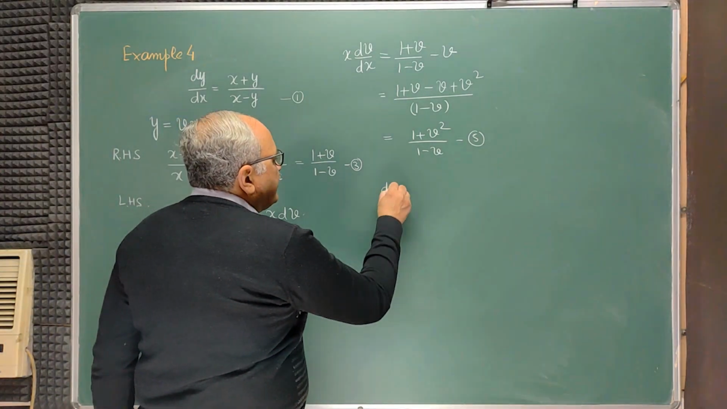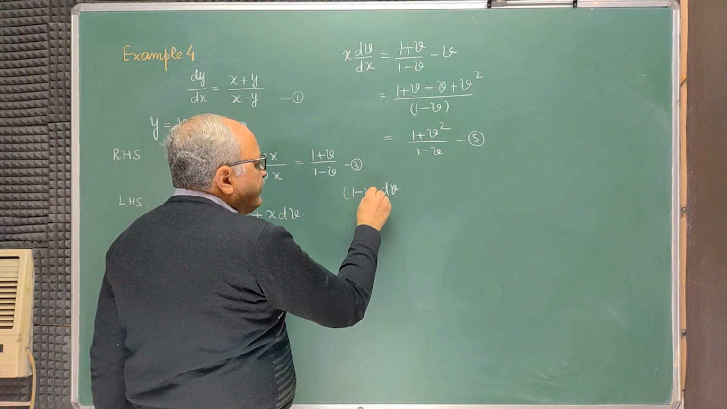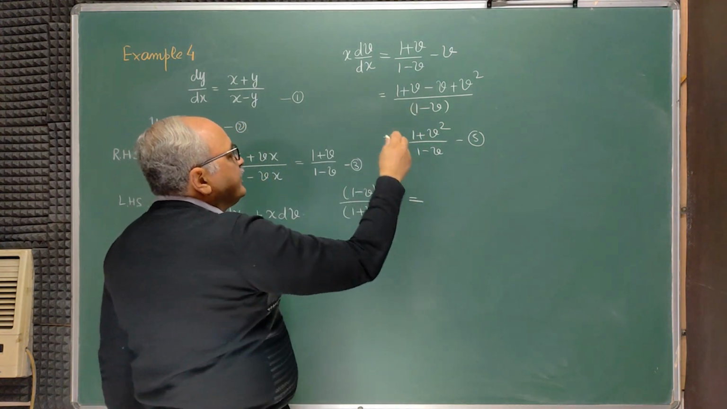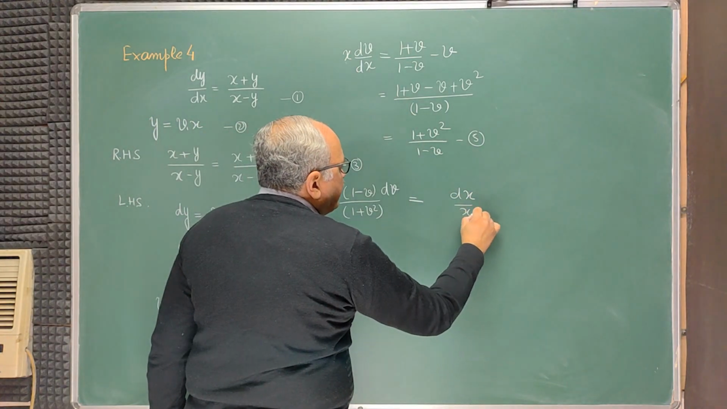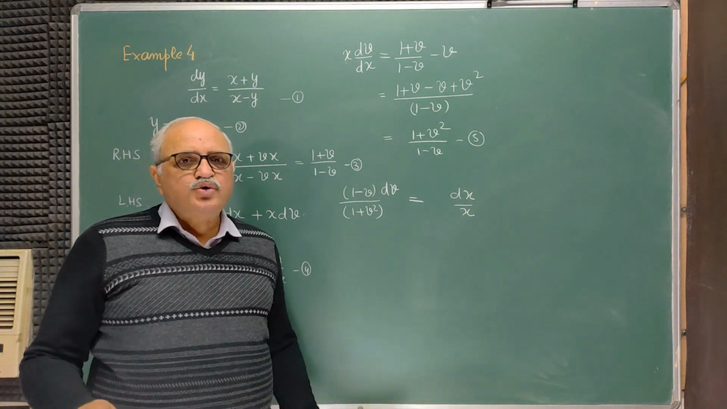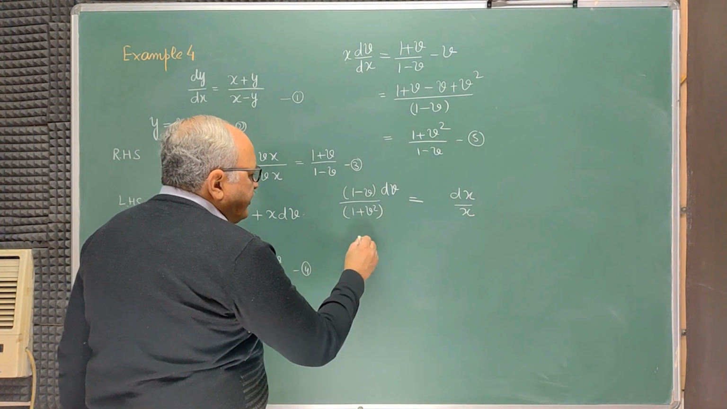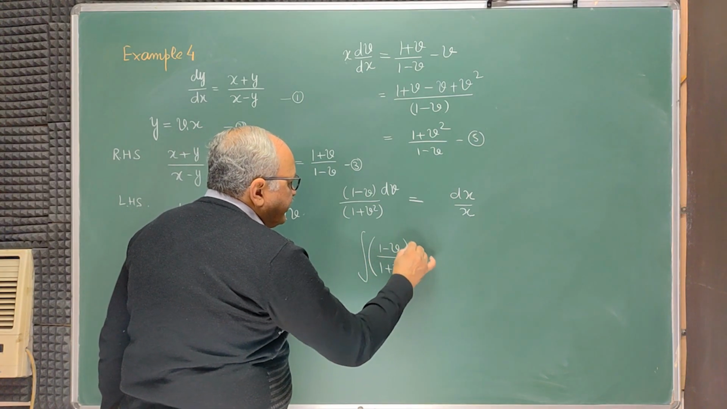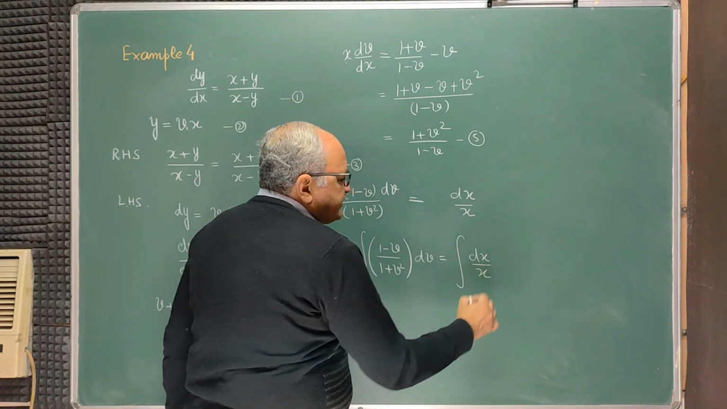How can we do it? Look, this will become dv. Take this on the left hand side: 1 minus v divided by 1 plus v square, and on the other side we have dx, and this x will come in the denominator. So you are able to separate out the variables by an appropriate substitution. Now this equation can be integrated. You integrate both sides: integral of 1 minus v divided by 1 plus v square dv equals integral of dx by x.